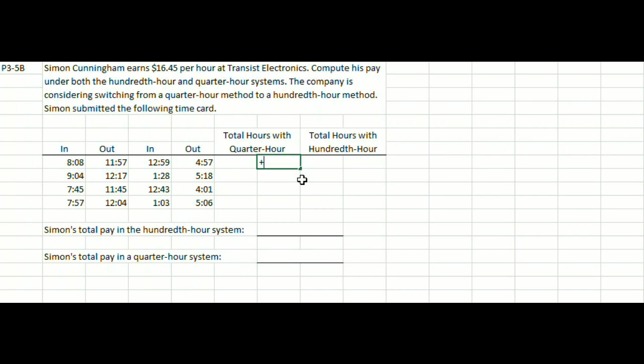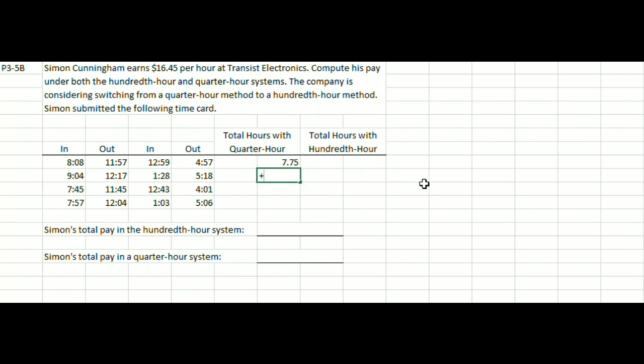He left for the day at 4:57 p.m., which is close to 5 o'clock, and 5 o'clock in military time is 17. He came back from lunch at 12:59 p.m., which is really close to 1 p.m., which is 13 in military time. He left for lunch at 11:57, which is very close to 12 o'clock, so we will make that 12. He came in for the day at 8:08 a.m., and 8 is closer to 15, so that'll be 8.25, giving a total number of hours for the day of 7 3/4.